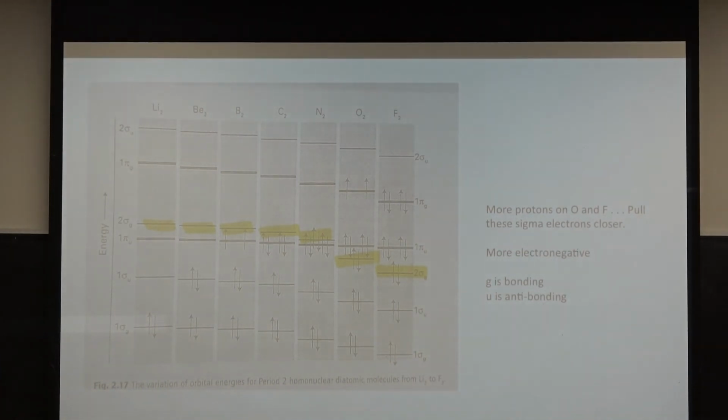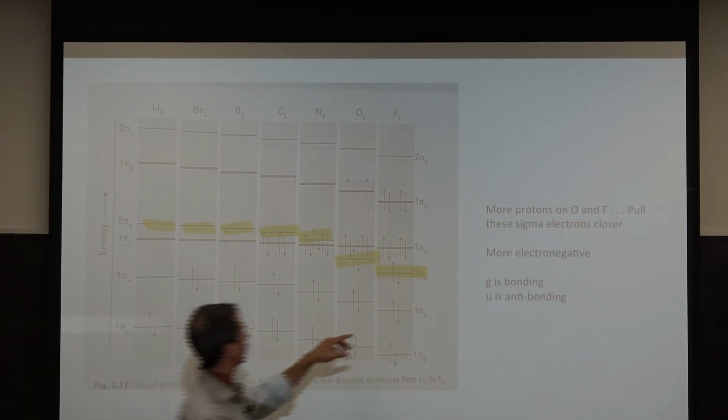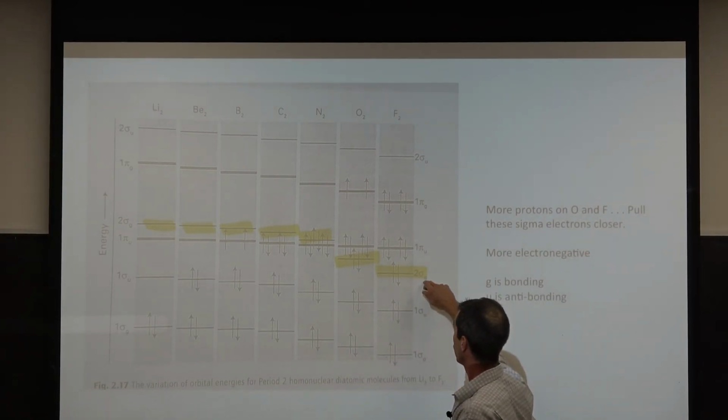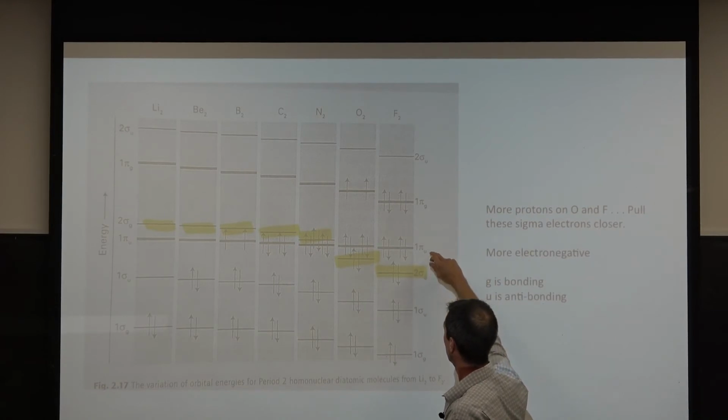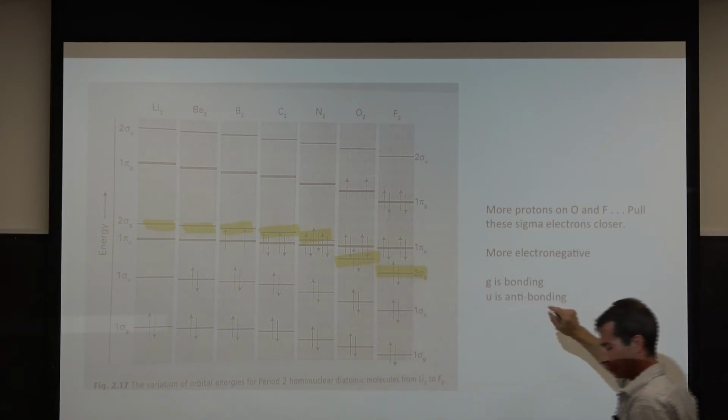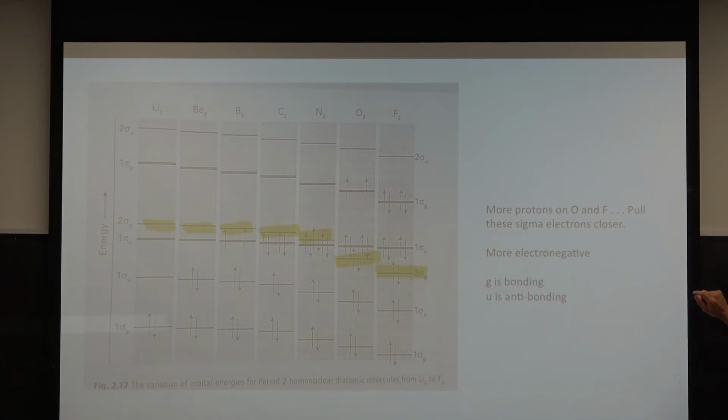Yeah. I think where I'm confused at least is why is the antibonding pi orbital lower than the bonding pi orbital? Why is one pi u below one pi g? Oh, just above that. So that's pi u and then pi g above that. Why is antibonding lower energy?